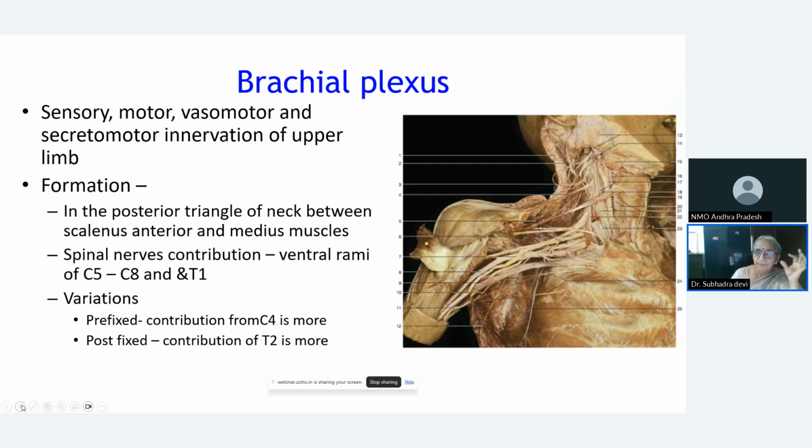The brachial plexus provides sensory, motor, vasomotor and secretomotor innervation for the upper limb. You can see the brachial plexus and its location. It is located in the posterior triangle of the neck between the scalenus anterior and medius muscles. The spinal nerves contributing to the formation of the plexus are the ventral rami of C5 to C8 and T1. Variations are possible. They are prefixed if the contribution from C4 is more, and postfixed if the contribution from T2 is more.